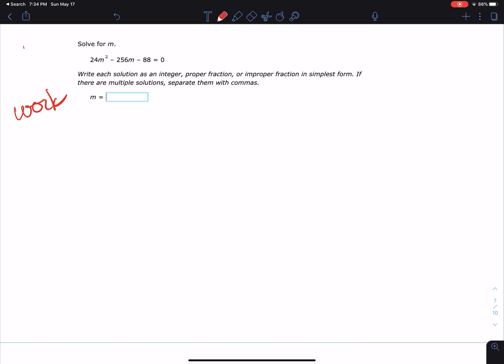Happy face. Who doesn't love a good math problem? Let's be real. You guys know I love these. So what I'm going to try and do is take out the GCF, okay? My first thought was, does 24 go into 88? No. I always check to see if that's the GCF. It's not.